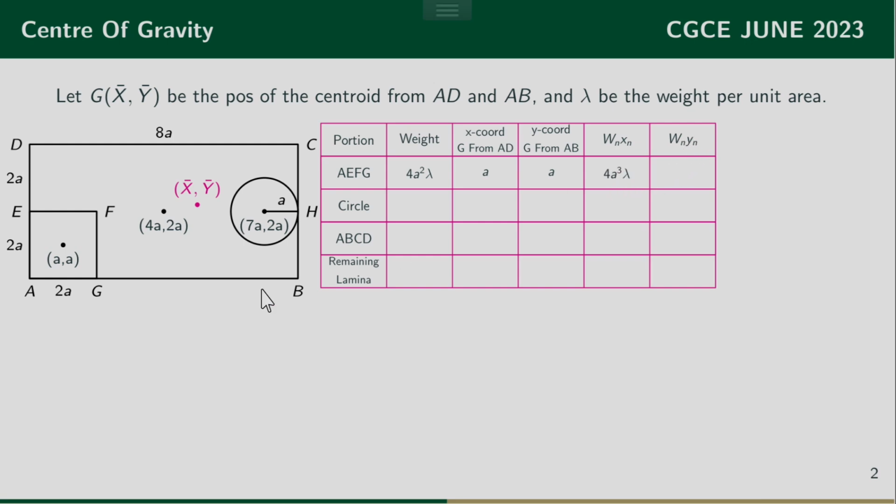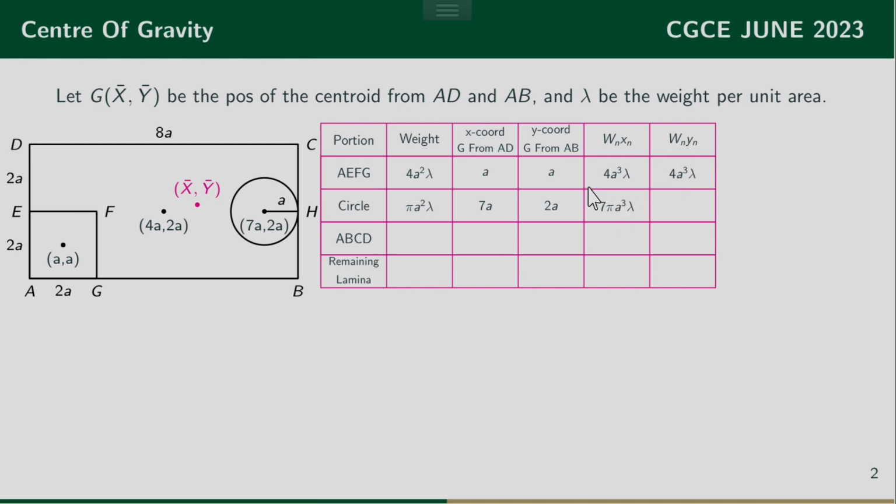And the moment of that weight about the side AB will just be the weight multiplied by a, which is 4a cubed lambda. Moving on to the circle, the weight of the circle will be the area of this circle times lambda. Area of a circle is pi radius squared. So the area of this circle will be pi a squared, then times lambda to obtain the weight. And the x coordinate of the centroid is 7a, y coordinate of the centroid 2a, and the moment of that weight about the side AD will be pi a squared lambda times 7a. That gives me 7 pi a cubed lambda.